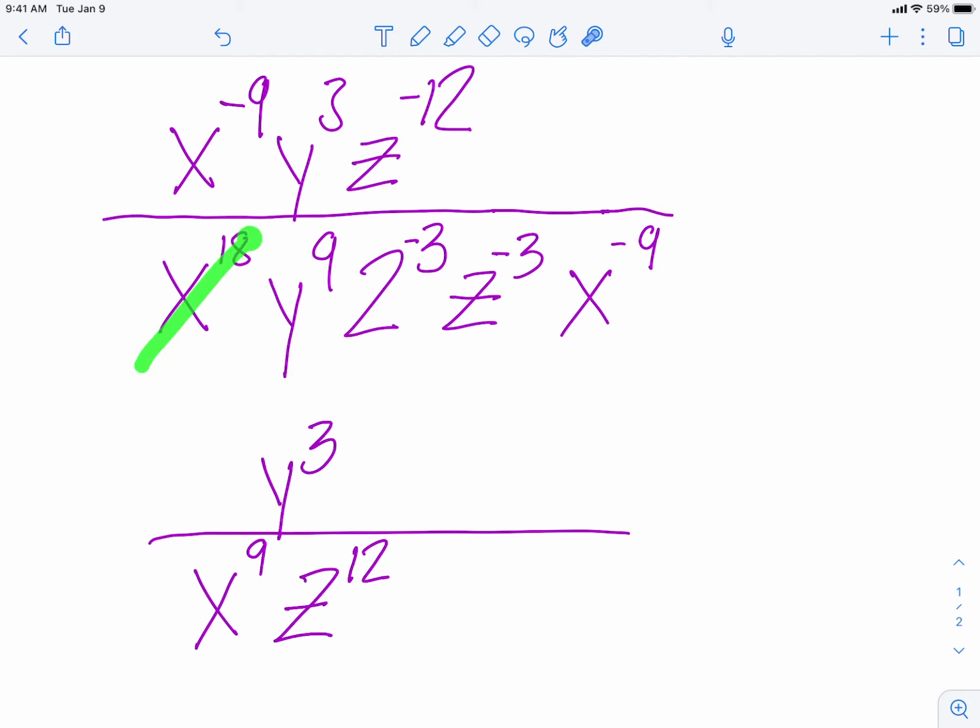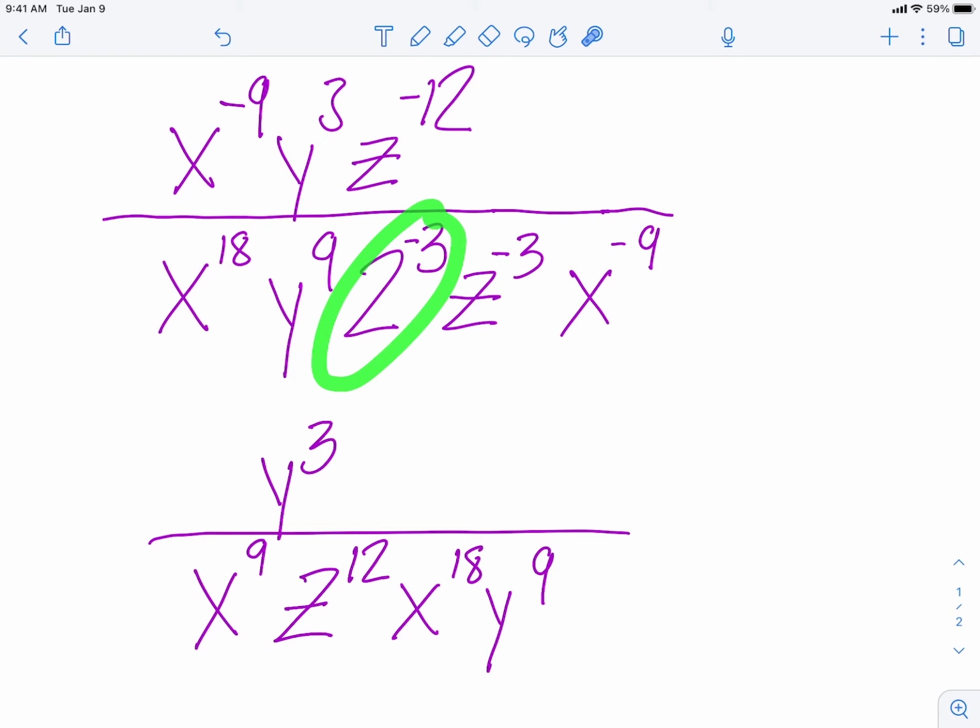This is x to the 18th. That's positive, so I'm going to leave it down here, like this. Okay. Y to the 9th, that's also positive, so that's going to stay on the bottom as well. 2 to the negative third has got to go up and become 2 to the positive third.